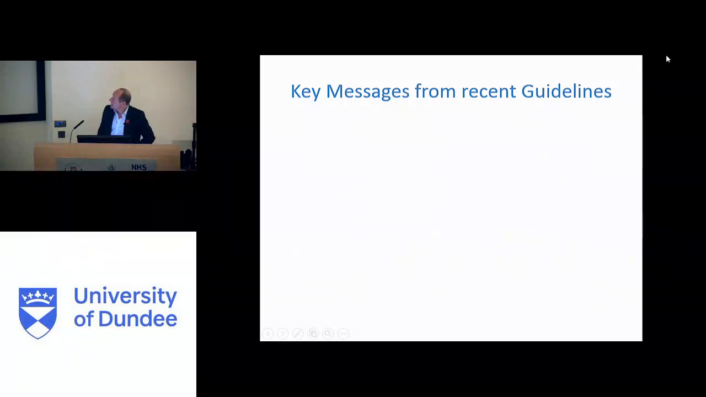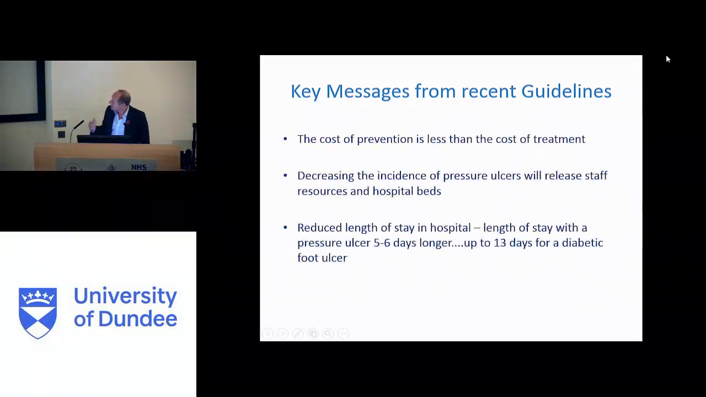If we look at the key messages from all the guidelines, they tell us that the cost of prevention is a lot less than the cost of treatment. Now, that is not just in diabetes care, not just in avoidable pressure damage care, but in a lot of other aspects. And decreasing the incidence of pressure ulcers will release staff and resources, and as Debbie has alluded to, hospital beds as well, by reducing the length of stay in hospital.